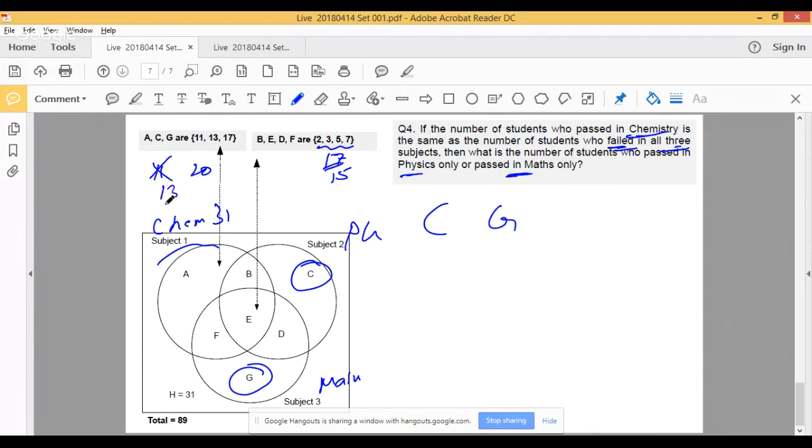If I take 13, I would need 18 from these three. Again, it is not going to be possible, right? So A has to be 17. If A has to be 17, one of C or G will be 11. The other one will be 13. Right? Either case, the sum of these two will be 24. C and G will add up to 24.